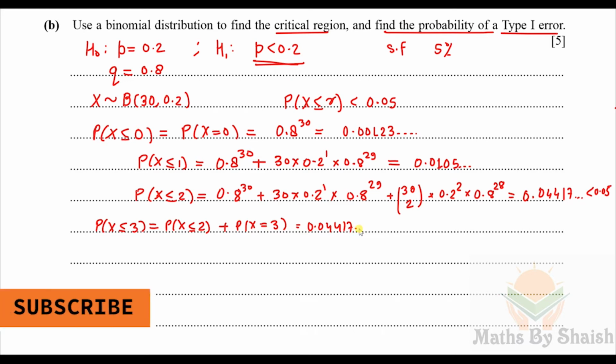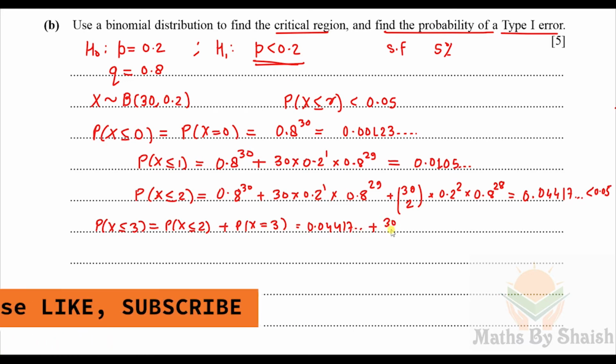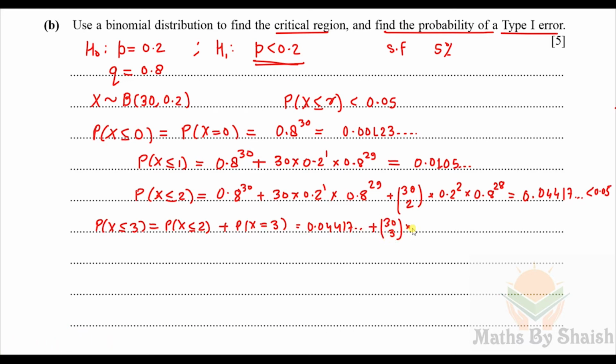That is 0.04417 and so on, plus 30C3 into 0.2 to the power 3 into 0.8 to the power 27. So this value is coming 0.1227 and so on, which is greater than 0.05, and hence the critical region is X ≤ 2, meaning 0, 1, 2. So this is the critical region.